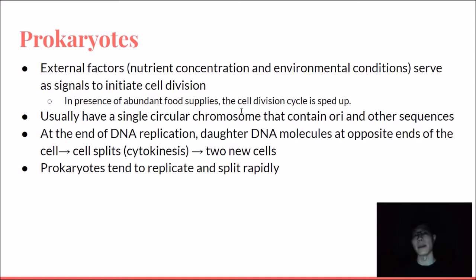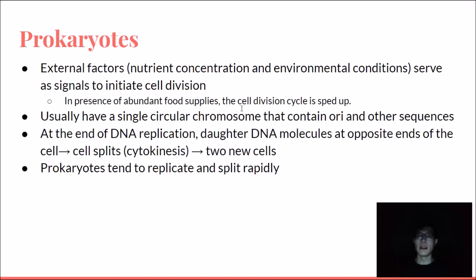However, what's fascinating about prokaryotes is that they usually only have a single circular chromosome. If you think of bacteria, they have that circular strand of DNA that contains the origin of replication and other sequences. Because it's just one single circular strand, it's much easier to divide. At the end of DNA replication, the daughter DNA molecules are just pushed towards the ends of the cell, and the cell splits, goes through cytokinesis, and that makes 2 new cells. So in terms of prokaryotes, the whole cell cycle is a little bit more straightforward.